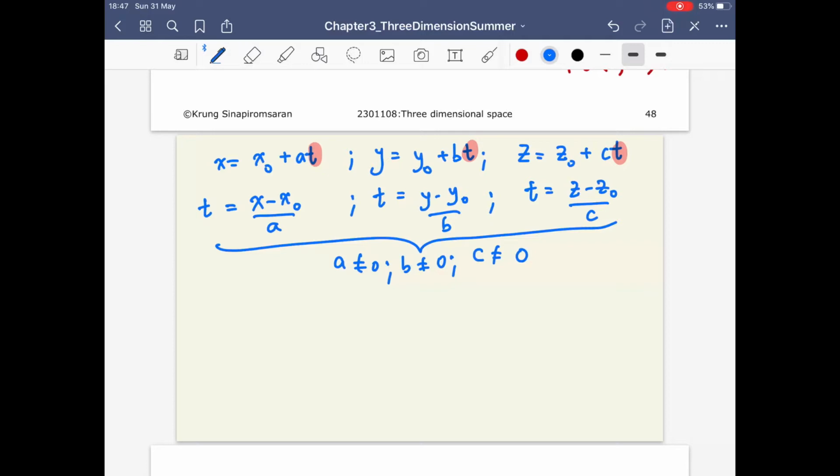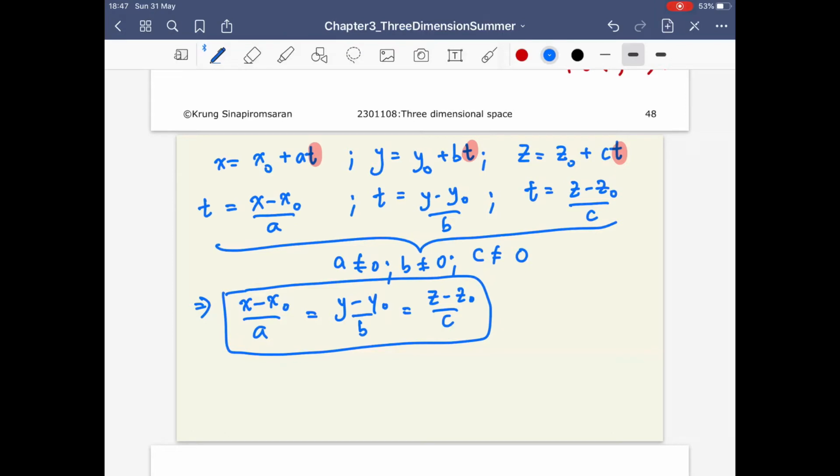But each of them equals the same t, so it means that (x minus x0) over a, (y minus y0) over b, and (z minus z0) over c are all equal. This is another representation of the equation of the line, and this kind of equation of the line is called the symmetric form. This symmetric form contains no t, but the one on the top together with your x, y, and z is the point that the line is passing through, and the one at the bottom is the vector that your line is parallel to.